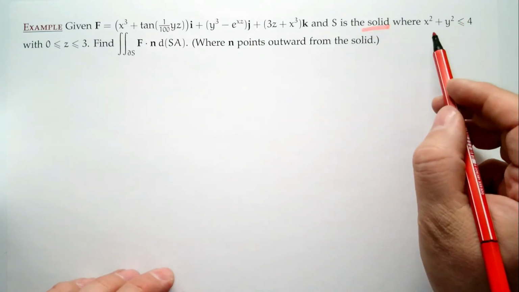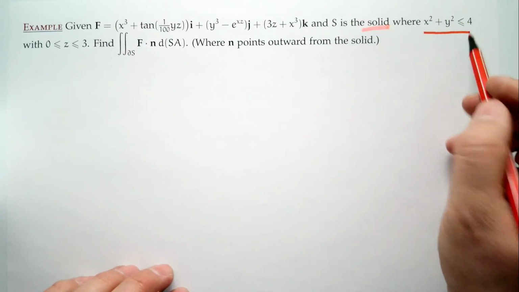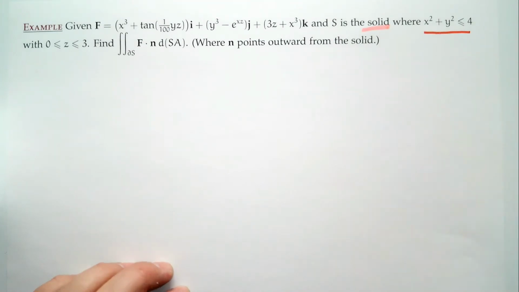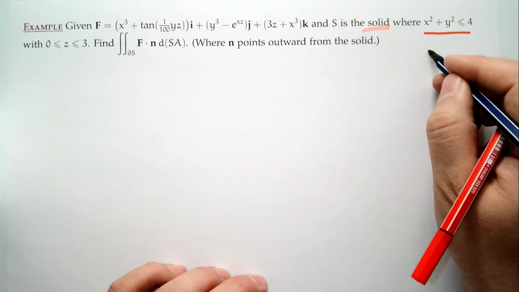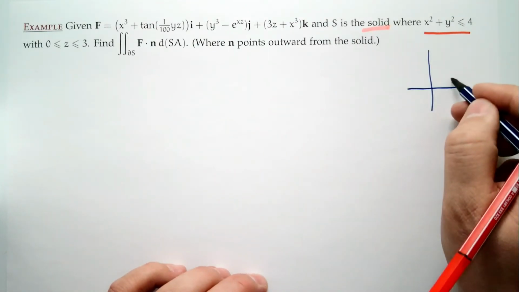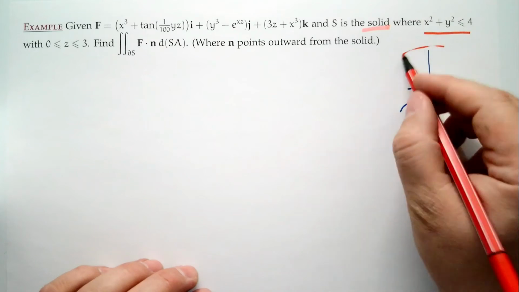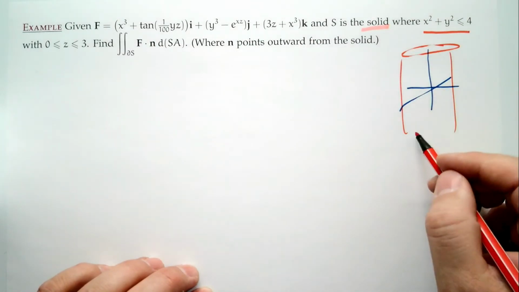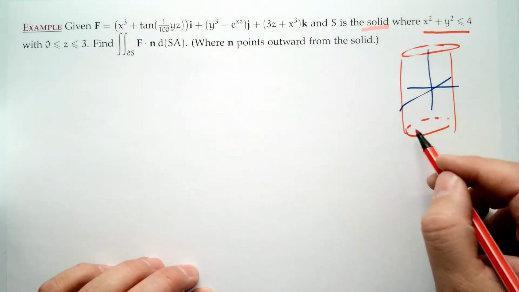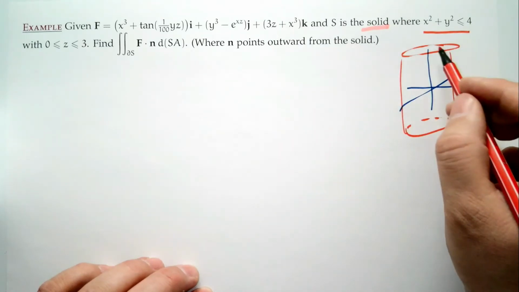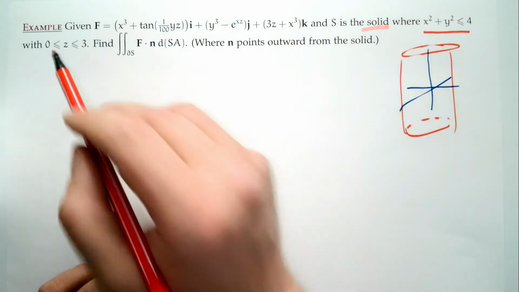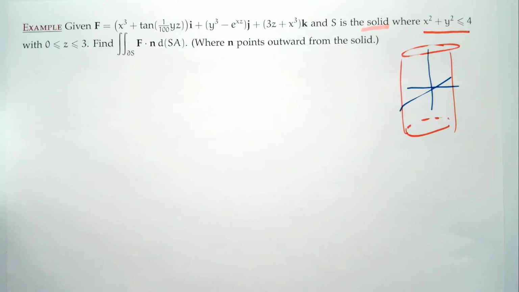Let's think about our shape. x squared plus y squared less than or equal to 4. What would that look like? It'd be a cylinder. Now, in the xy plane, of course, it's a circle, but we're in 3 space. So in 3 space, that would be a circle that's been copied up and down. So it's a cylinder that goes all the way up and all the way down. What's the radius? 2. Yeah.